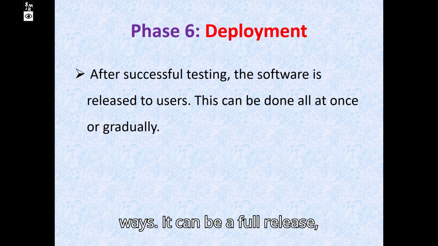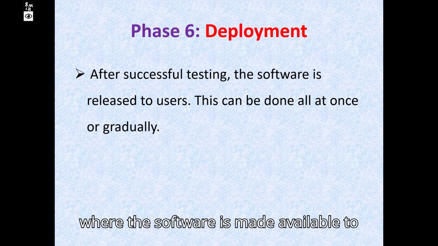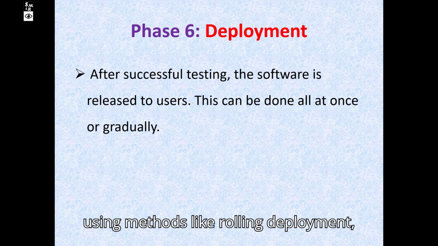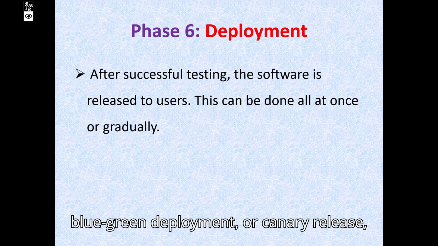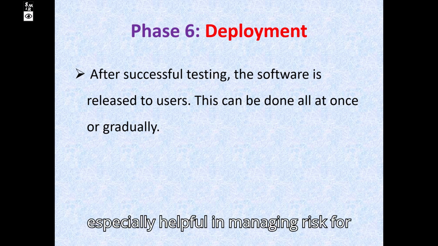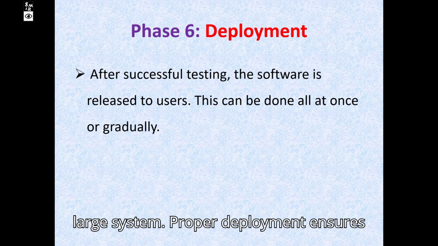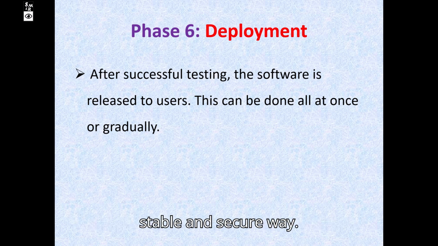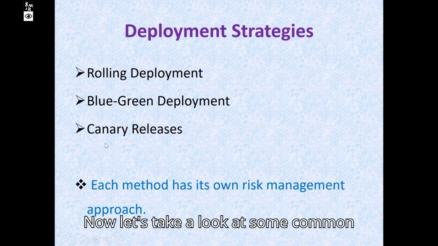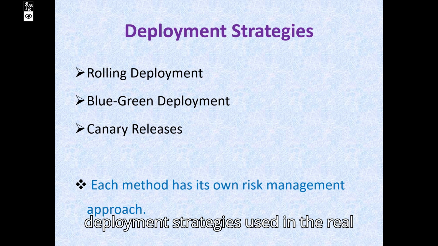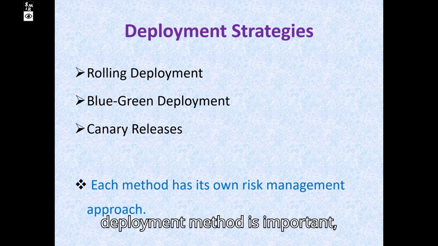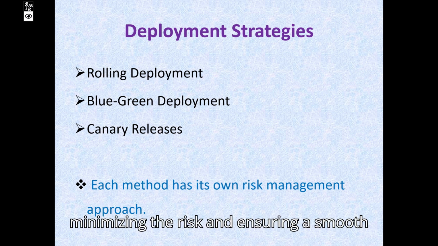This release can be done in different ways. It can be a full release, where the software is made available to users at once, or it can be done gradually using methods like rolling deployment, blue-green deployment, or canary release, especially helpful in managing risk for large systems. Proper deployment ensures that the software reaches the user in a stable and secure way. Now let's take a look at some common deployment strategies used in real-world software projects. Using the right deployment method is important, minimizing the risk and ensuring a smooth transition to production.